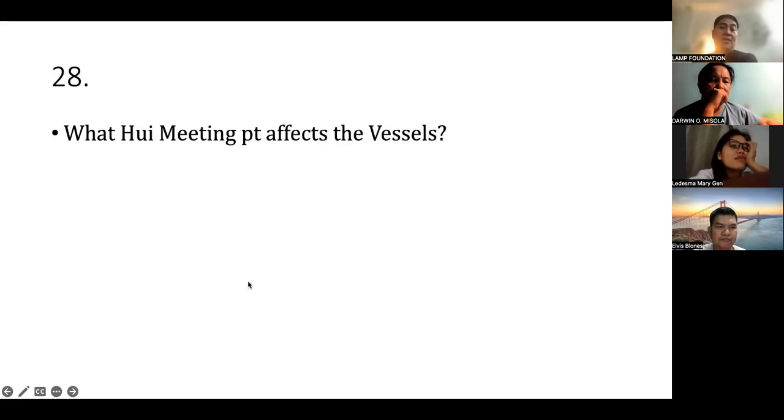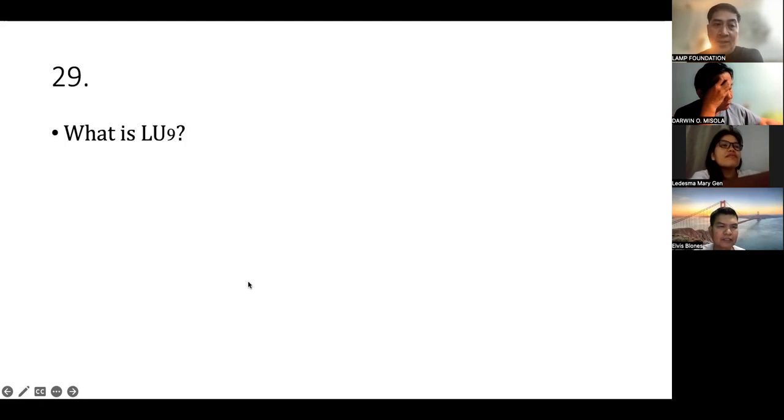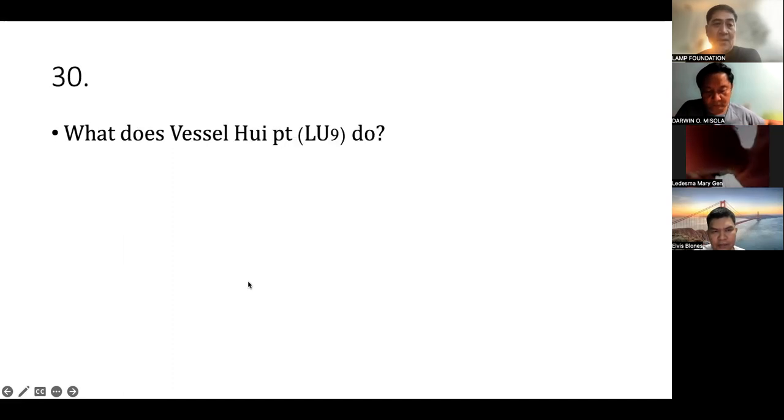So what Hui-Meeting point affects the vessels? Lung 9, Doc. What is lung 9? Lung 9 is the influential point of the vessel. What else? Marami po siyang classification. By this time you should memorize it. Source point of the lung channel. Okay, Yuan source point of the lung, earth point, no? It's also called the shu stream. Okay? Yes, Doc. Anong ginagawa ni lung 9?